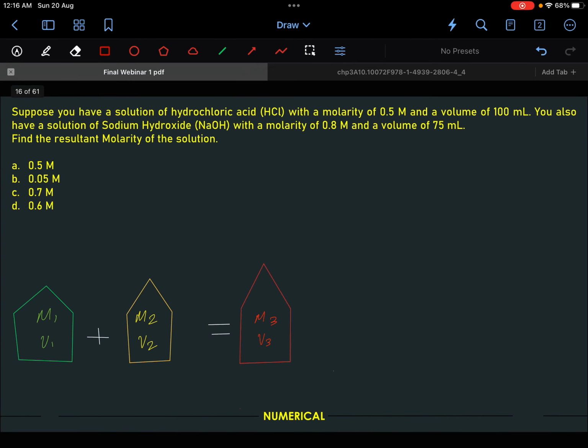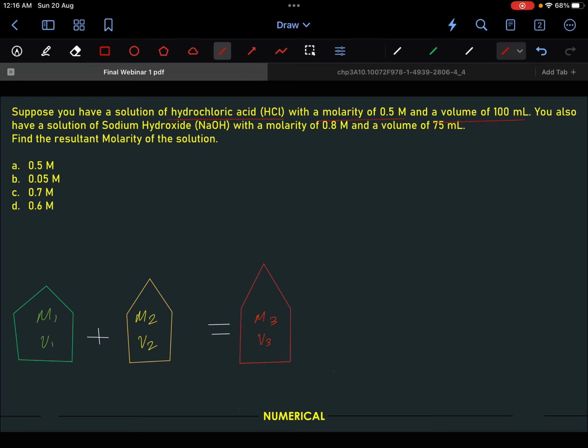Okay, so let's try to solve this problem. What does the problem state? The problem states that suppose you have a solution of hydrochloric acid, HCl, with a molarity of 0.5 M and a volume of 100 ml.